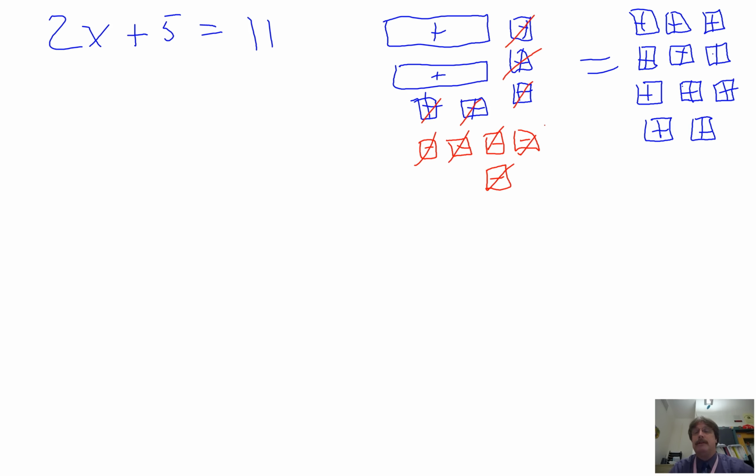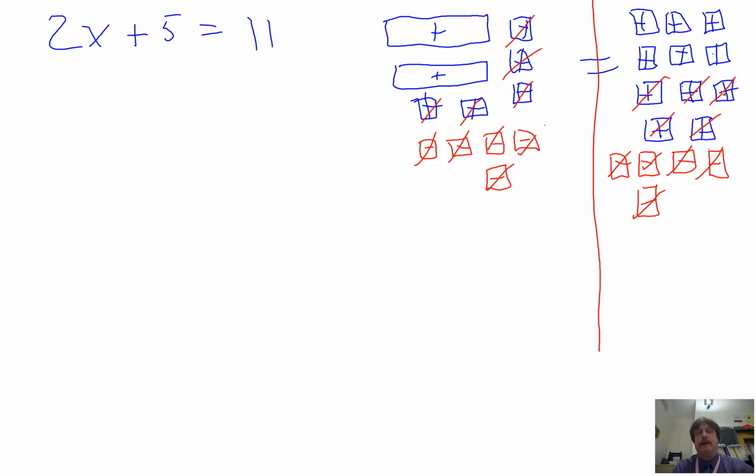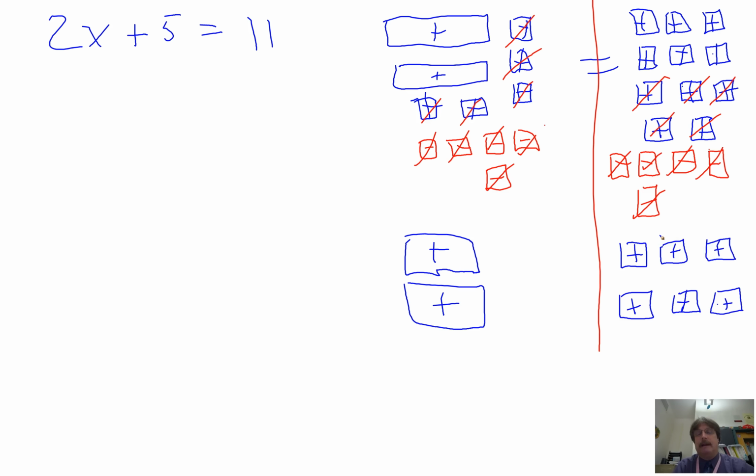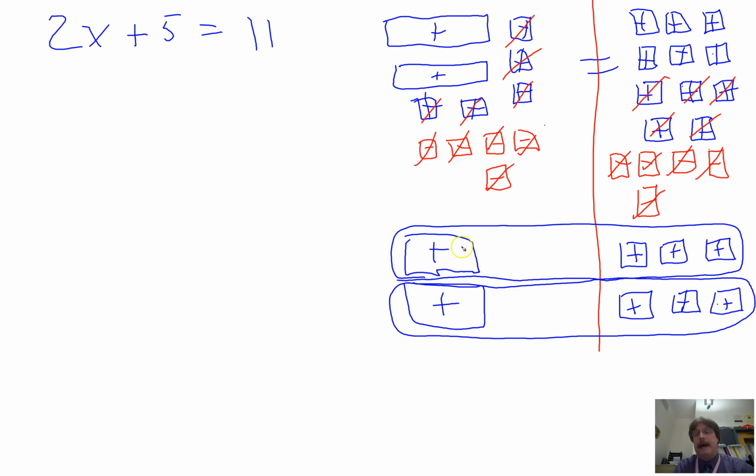But what I do on one side, I have to do on the other side. So I have to put in my 5 negatives over here, and then I cross zero pairs out. So now I'm left with positive x, because the rectangle represents x, and I'm left with 1, 2, 3, 4, 5, 6 positives on this side. And if I go ahead and group these, 1x is equal to 3. So x equals 3.